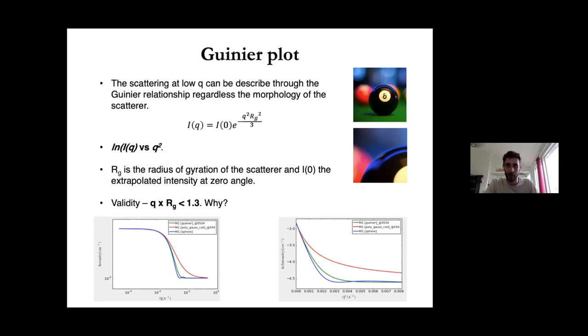Okay, I see that no one has actually dared to write it in the chat. So I'm going to give you the answer. What really happens is that Guinier is useful when you actually measure the Q range where you are looking at the Guinier region. Okay, there is something in the chat.